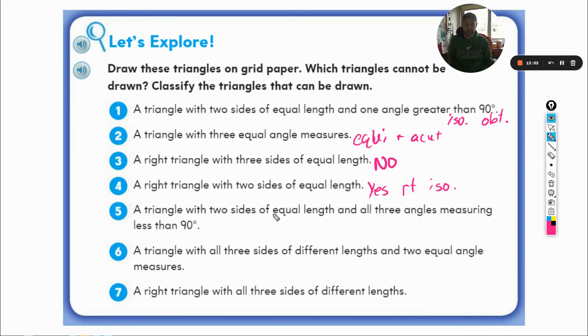Triangle with two sides of equal length and all three angles measuring less than 90. Oh, sure. You can do that. And it's just an acute. And it could be, and it would be isosceles. Okay.